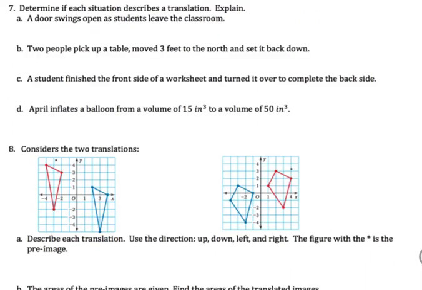Number 7, determine if each situation describes a translation. And there's 4 of them here. Let's just do one of them together real quick. A door swings open as a student leaves the classroom. If you've ever seen a door swing open, it doesn't slide, unless it's a sliding door, but this specifically says it swings open. A door will swing on the hinge point, which is not a translation.